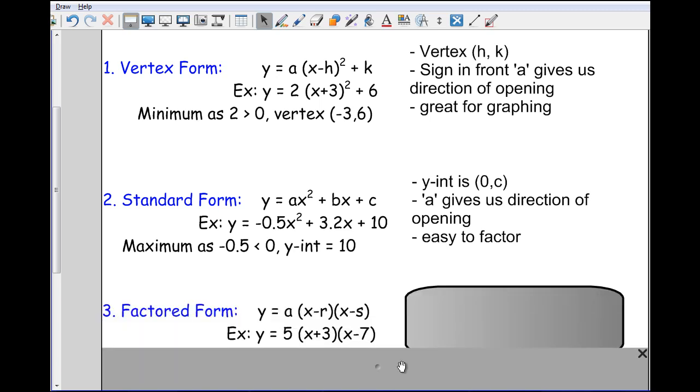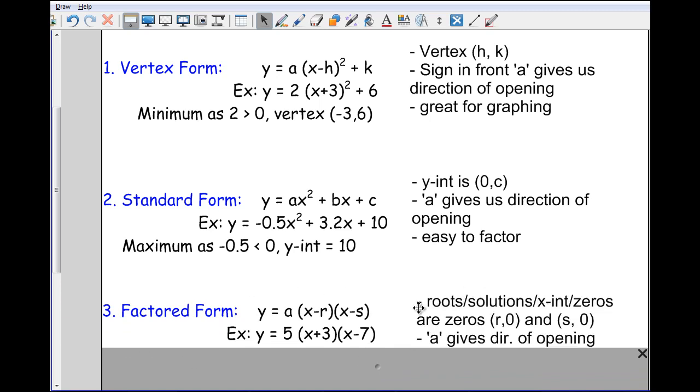Now we have factored form. From factored form, you can easily see what the roots, otherwise known as solutions, x-intercepts or zeros would be. In factored form, y is equal to a(x minus r)(x minus s), where r and s are zeros. They have the form (r, 0) and (s, 0). They're where you cut the x-axis, so y is equal to 0. Again, a gives us the direction of opening.